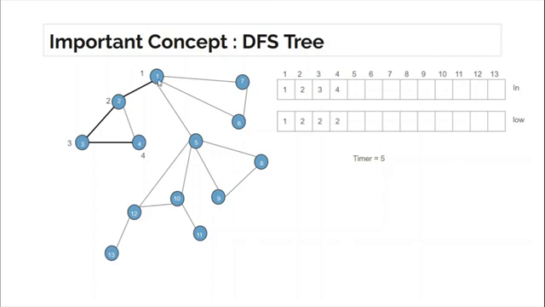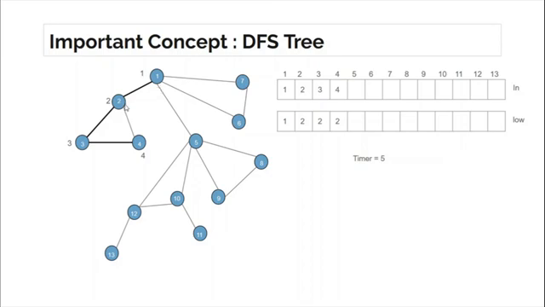But wait, there's a problem. There is no node which can have low time smaller than the in time of root, right? Because there is no node which was discovered before node 1. So this is a problem, because no matter what graph you choose, root will always say, I am the articulation point, no matter whether it is an articulation point or not.